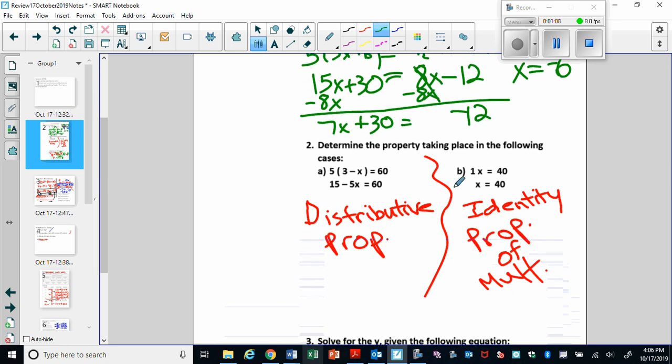We talked about some properties, and that's also placed on your review. You do have properties problems that will be a part of your test.